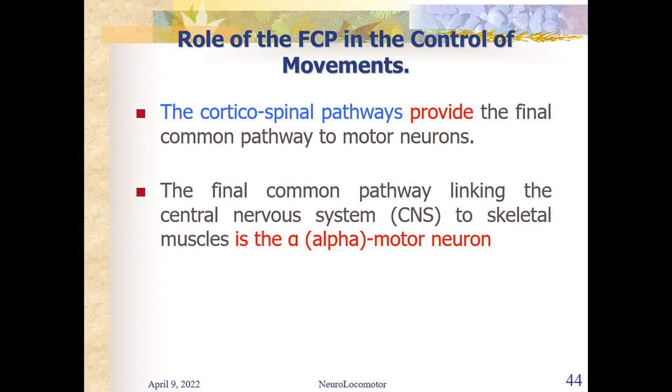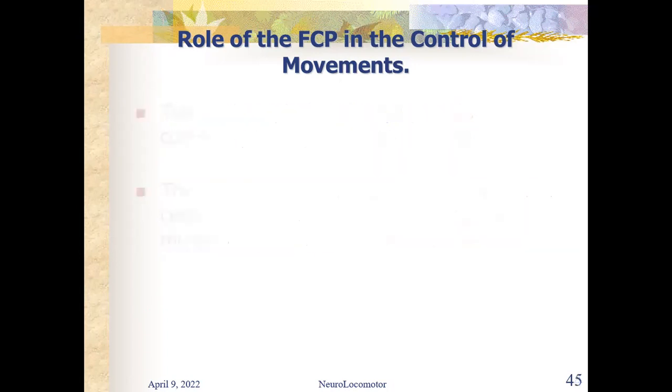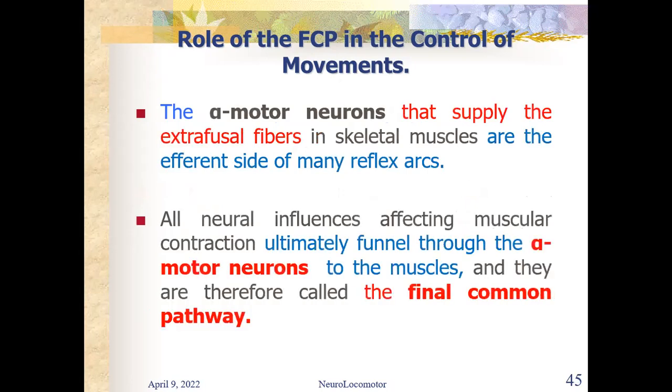So the alpha motor neurons are there to bring about that communication linking the central nervous system to the skeletal muscles. As the motor commands come down from the central nervous system, for them to reach the skeletal muscles, the final common pathway must be through the alpha motor neurons. The alpha motor neurons supply the extrafusal fibers. Remember this muscle spindle. They supply the extrafusal fibers in skeletal muscles and are the efferent site of many reflex arcs.